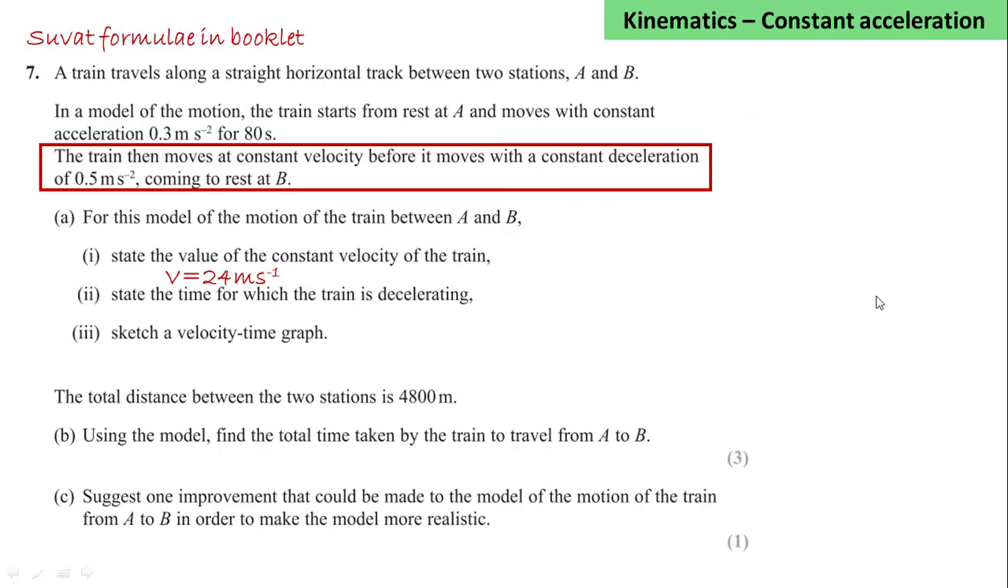The train then moves at a constant velocity before it moves with a constant deceleration of 0.5 meters per second squared, coming to rest at B. We've got to find the time for which the train is decelerating. So similarly, dividing 24 by 0.5 gives us a time of 48 seconds.